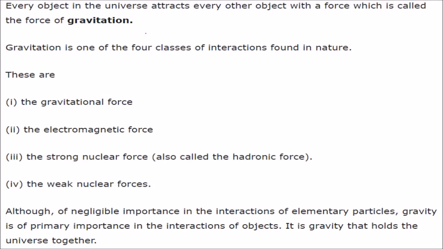So every object in the universe attracts every other object with a force, and this force is called the force of gravitation. As we see, there are certain classes of interaction which we find in nature. Gravitation is one of these, and these classes of interaction are gravitational force, electromagnetic force, the strong nuclear force, which we also call the hadronic force, and the weak nuclear force.